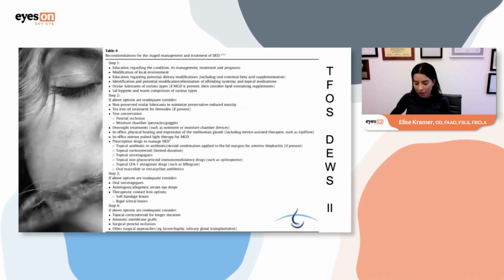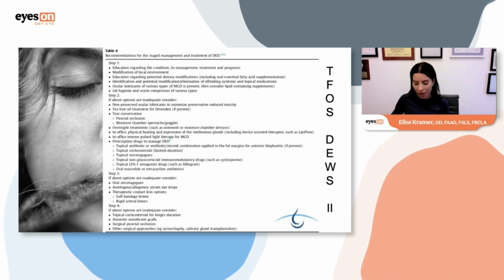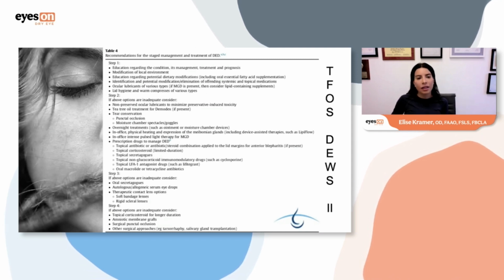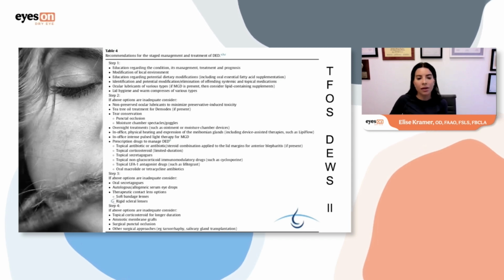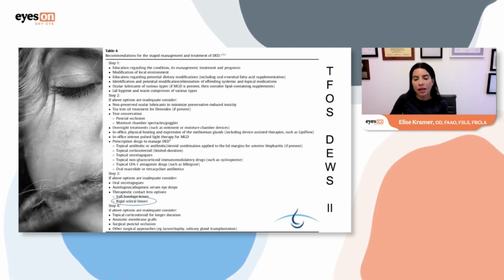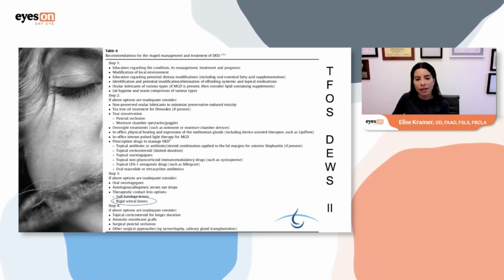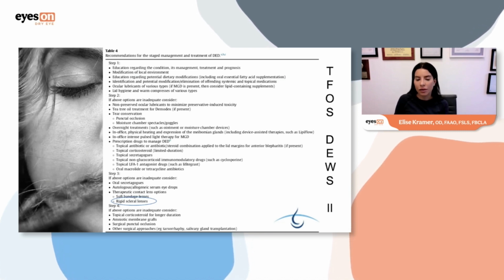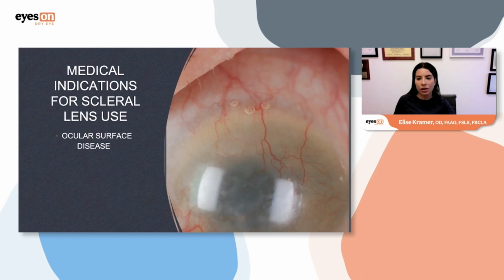And then when we go back to the TFOS DEWS II study, we look at all the things that they recommend, that they've studied in order to address dry eye. Now we can actually see that rigid scleral lenses are considered a treatment for moderate to severe dry eye. And so we can see that contact lenses can actually play a role in helping with ocular surface disease. So let's talk about scleral lenses and how we can use those for ocular surface disease.